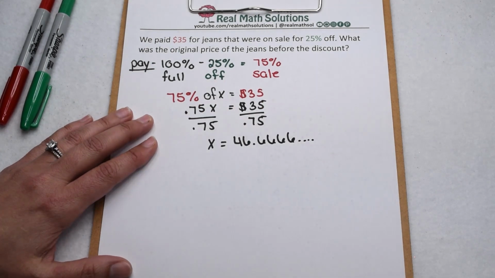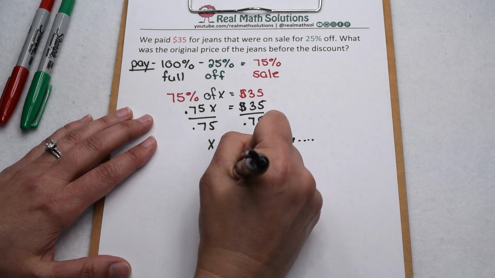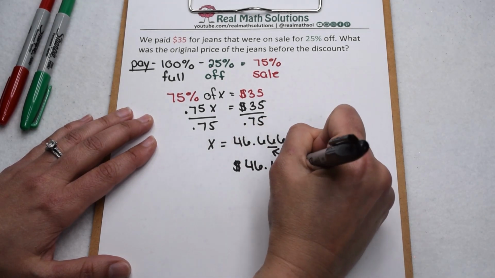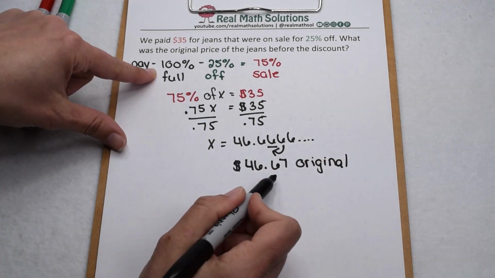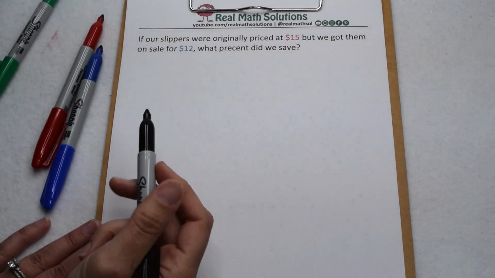Now this is money, so we're going to have to do some rounding. We're going to round to the nearest penny. That 6 is going to bump that up to a 7. So $46.67 when we round that up is what we would have paid if we'd had to pay 100% of the original price. We can also use those same strategies to work backwards to find a percent.